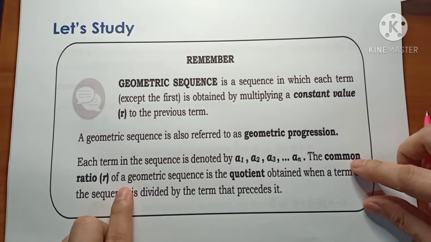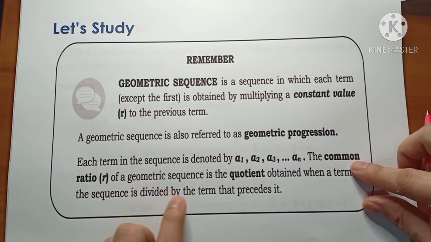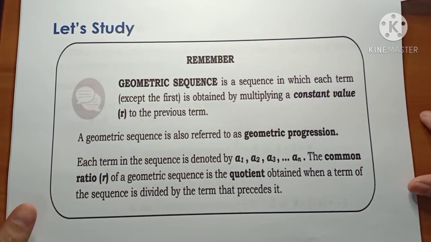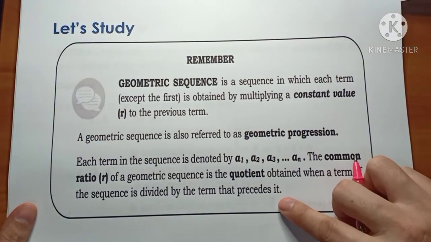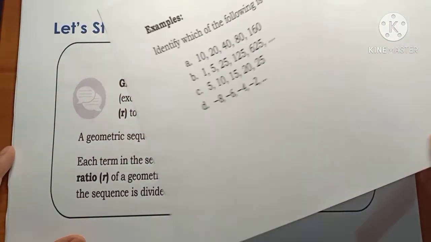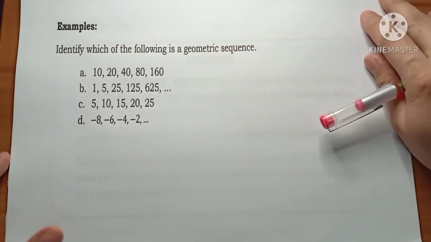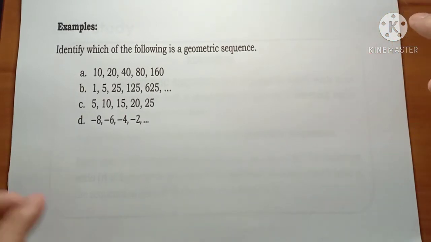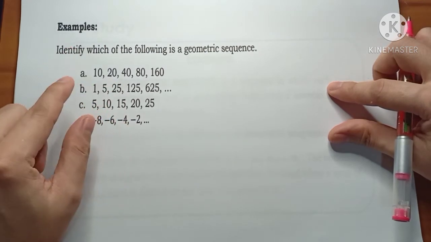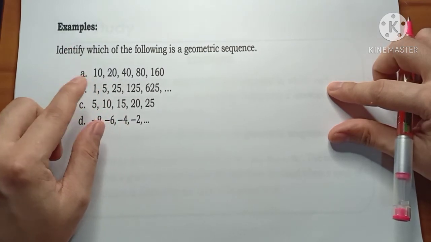So, yan ang tinatawag na common ratio of a geometric sequence: the quotient obtained when a term of the sequence is divided by the term that precedes it. So, ganun lang. So, now, punta tayo sa example. We have to identify which of the following is a geometric sequence. So, para malaman natin kung geometric sequence siya, dapat pare-pareho sila ng kanilang common ratio.